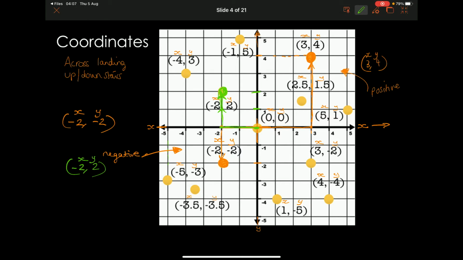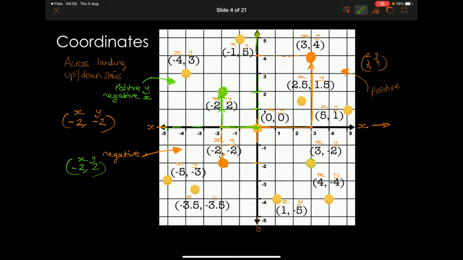Now you will notice that in this quadrant, we have positive y coordinates, but we have negative x coordinates. That's because you're going up the y-axis, but you're actually going backwards along the x-axis, so you have negative x coordinates. You don't really have to remember these, I'm just explaining it so that when you come to plotting coordinates, you find it easier.